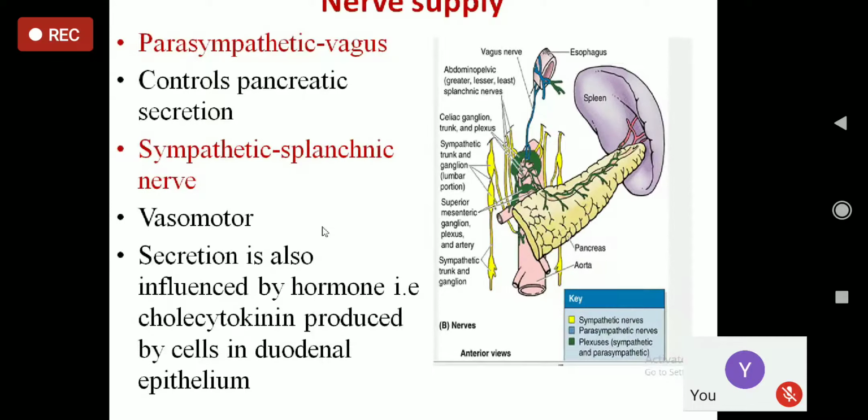They are cholecystokinin and pancreozymin, and they are responsible for increasing the secretion of the pancreas and for the digestion of the food. So it is influenced by the sympathetic, parasympathetic, as well as the hormones secreted by the duodenal epithelium. So this is the nerve supply.